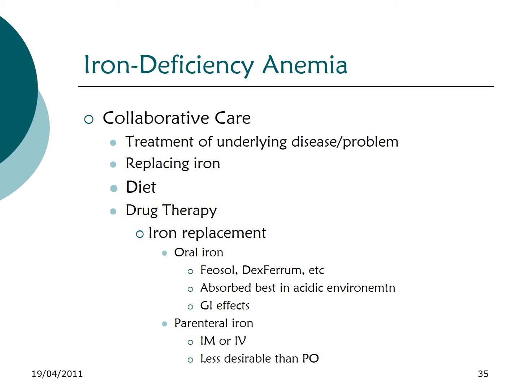Treatment of an underlying disease and problem, and we're going to replace the iron. We're going to give a diet that is high in iron. Iron therapy, so oral iron, ferrous sulfate. So we need to make sure it's absorbed better in an acidic environment, right? So you're not going to give milk with that. Orange juice will work best. Parenteral iron, IM or IV.